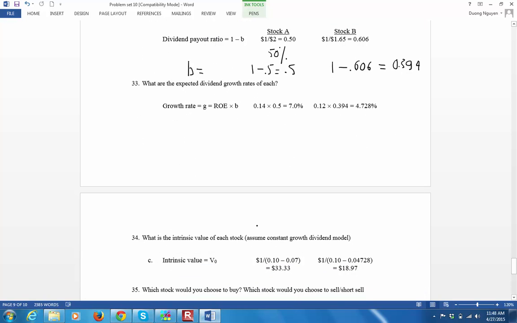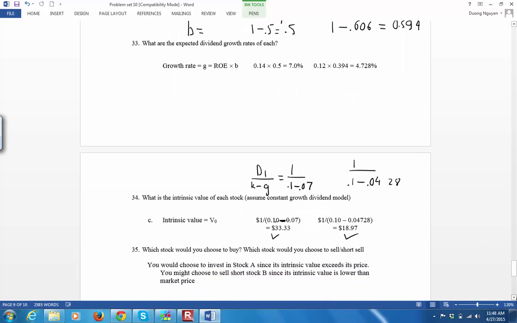What is the intrinsic value? Intrinsic value is equal to D1 over K minus G. D1, you know, is $1, K is 10% minus G. So for the first one, it is 1 over 0.1 minus 0.07. For the second one, it is $1 over 0.1 minus 0.04728. Alright, so the first value is 33.33. The second one is 18.97.